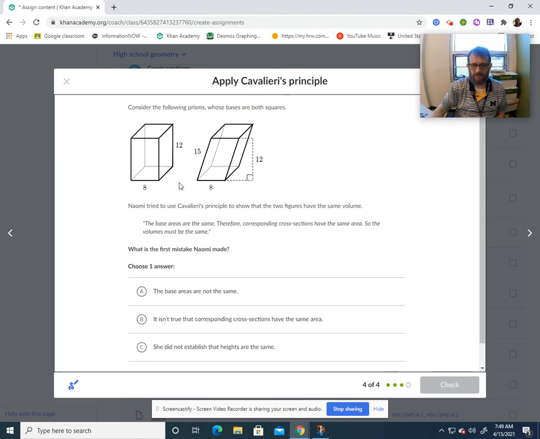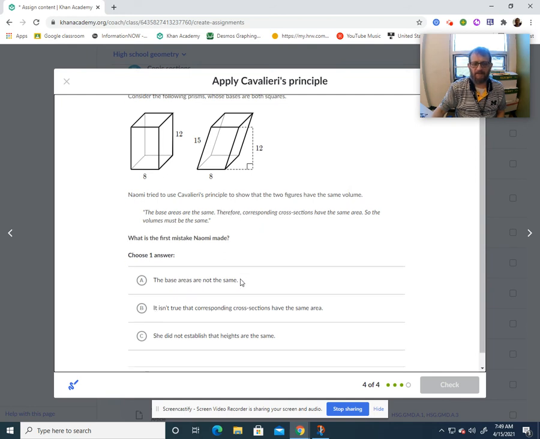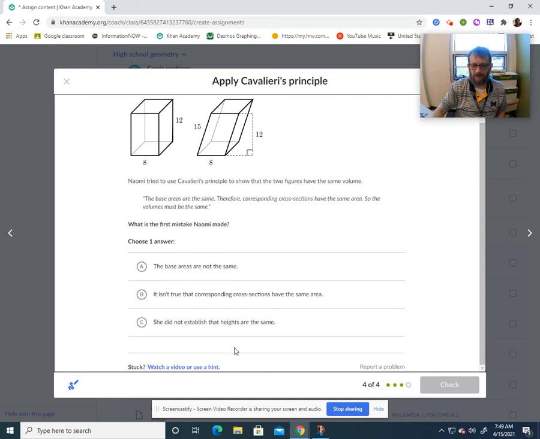Well, clearly the bases are both a square that's 8 by 8. The next question is, is their height the same? And their height is indeed the same. This is different than the one that was the mistake before, because here the height is 12, here the height is 12. We don't care about what this slant height is. They have the same base area, they have the same height. They do indeed have the same volume.